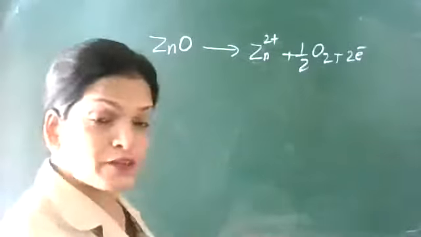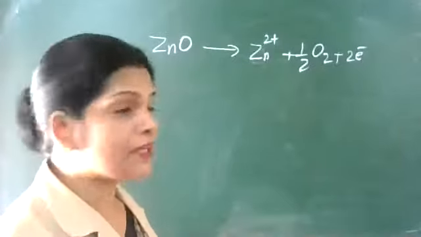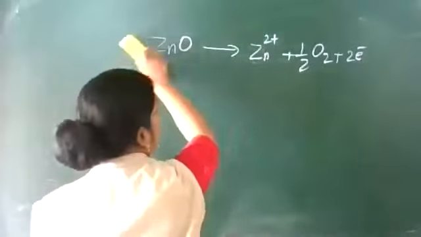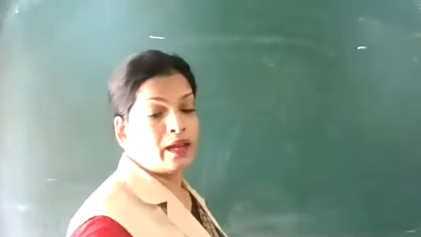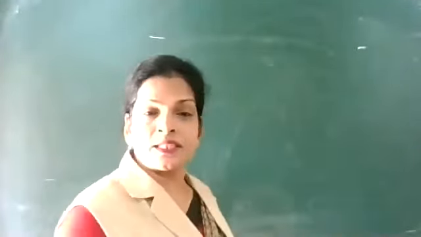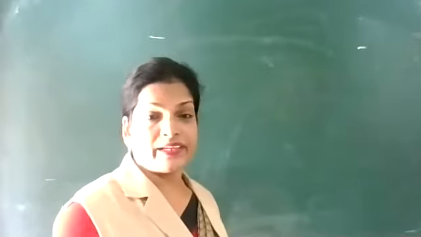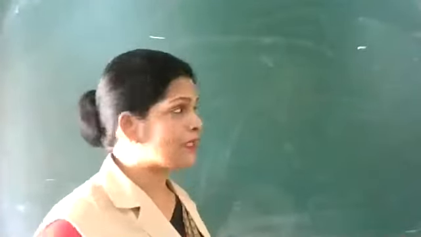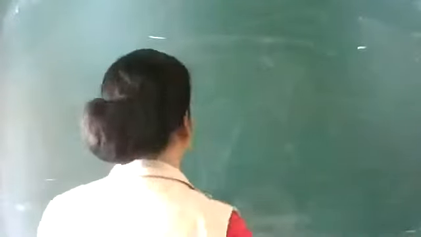Due to the presence of electrons, this appears yellow in color. On heating, zinc compounds give yellow color. On cooling, zinc compounds are white in color. On heating, they turn yellow. Okay, next, metal deficiency.